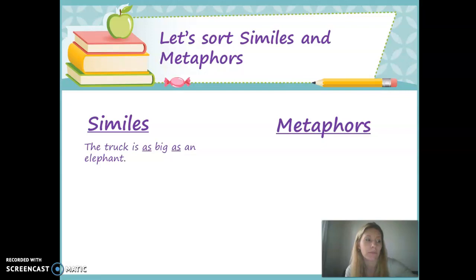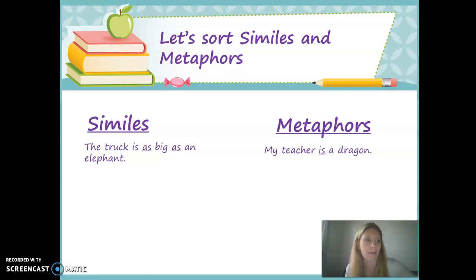Number 2. My teacher is a dragon. Listen again. My teacher is a dragon. Will that go under simile or metaphor? Correct. My teacher is a dragon goes under metaphor. Notice the word is underlined in this sentence. And hopefully none of you have ever been able to say that.